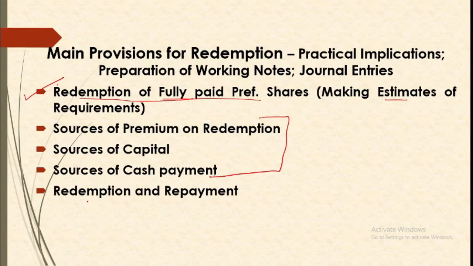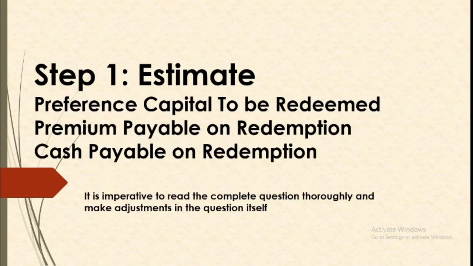Once that is done, we'll go for redemption and repayment, and we'll study journal entries side by side. For each of these provisions, we'll understand the practical implication, working note making, and journal entries side by side. Once we reach here, we'll revise all these steps together, and then solve the questions. So let us first do the first provision.